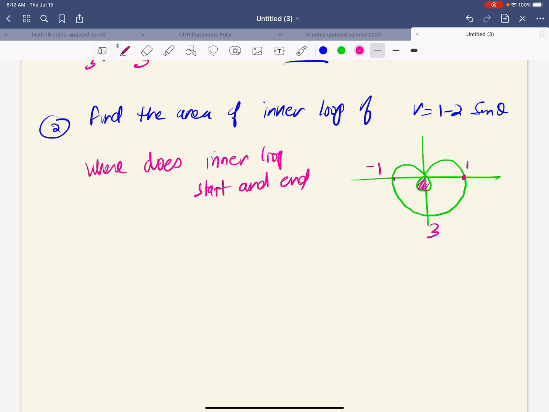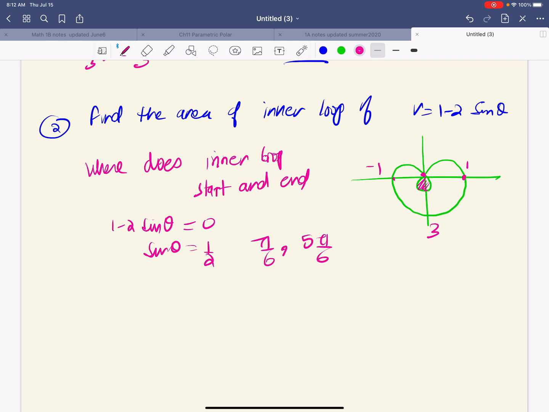So the inner loop starts and ends whenever r is equal to 0, whenever I'm back on the pole. So 1 minus 2 sine theta is equal to 0. That gives me sine theta is equal to half. When is positive sine theta equal to half? Positive sine theta is equal to half whenever theta is equal to pi over 6, and in the second quadrant, whenever I'm at 5 pi over 6, because sine is positive in the first and second quadrant.